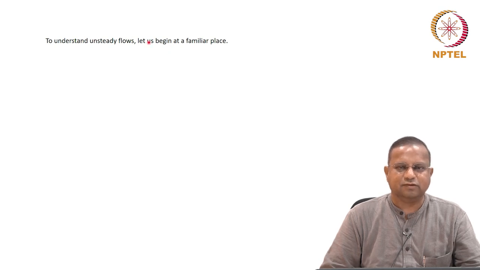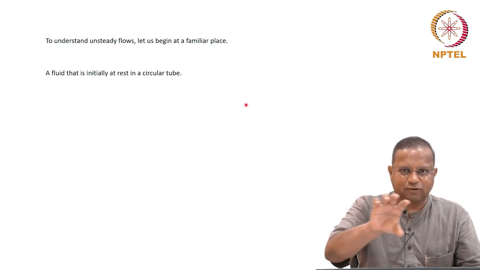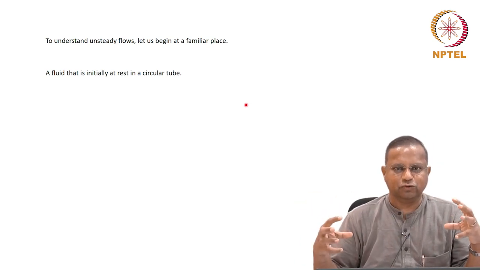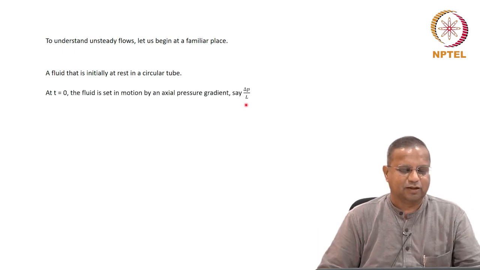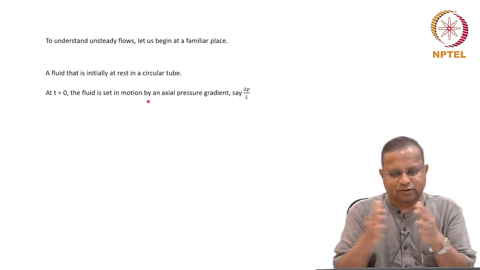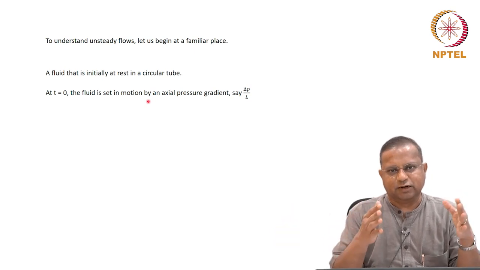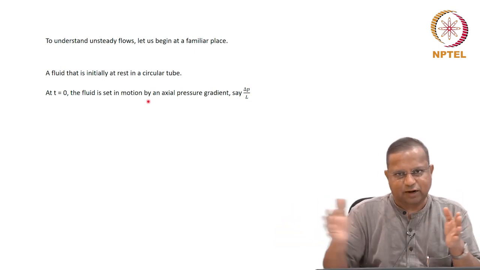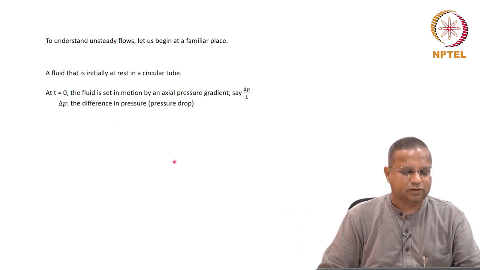To understand this, we're going to start at a very familiar place. We're going to consider a fluid in a circular tube that is initially at rest. Then at time t equals 0, the fluid is set in motion by an axial pressure gradient. There's a pressure gradient that is imposed, delta p over a certain length, and that pressure gradient begins the flow. Pressure drop begins the flow.